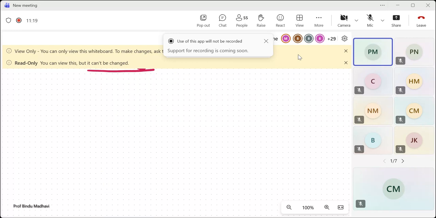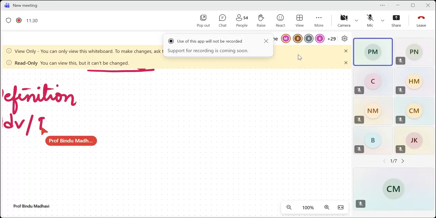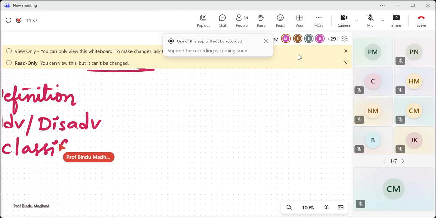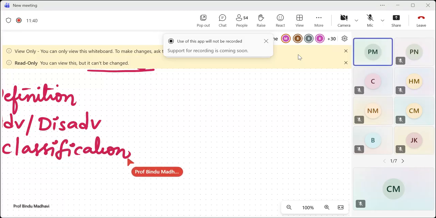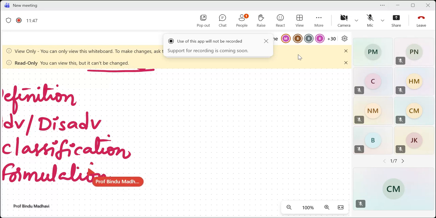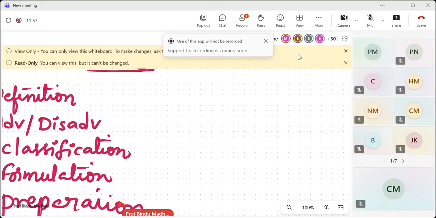So in tablets, we are going to look at the definition for the tablets, advantages, disadvantages of tablets, classification of tablets, formulation, preparation, and evaluation of tablets. So let us start with the definition for the tablets.